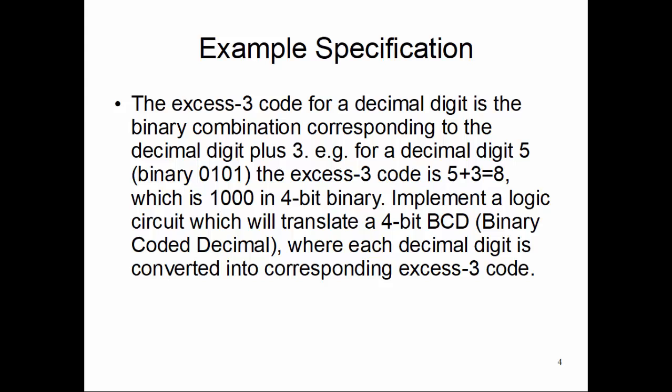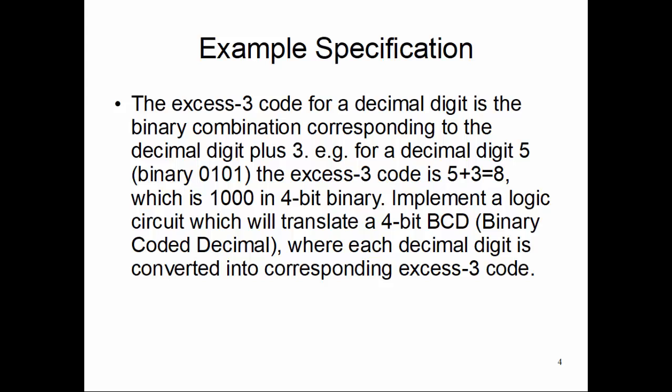So we are dealing with single digit representation, the single digit values 0 to 9. The XS3 code for a decimal digit is the binary combination of the corresponding decimal digit plus 3. That means, let's say I have 5. 5 is represented as 101, right? Then the XS3 code would be the binary pattern corresponding to 5 plus 3, which is 8.